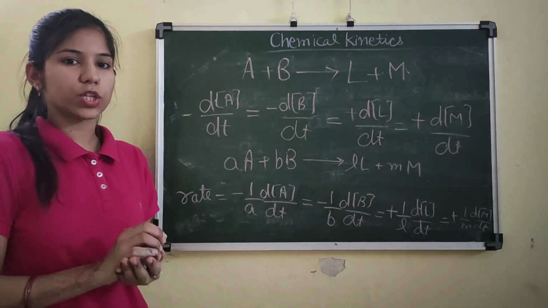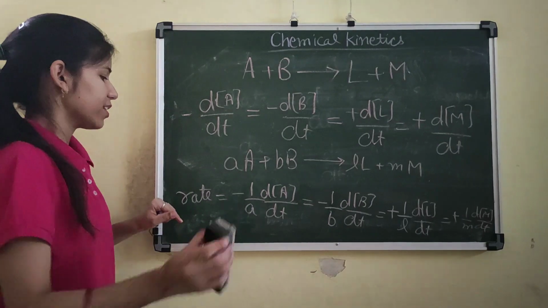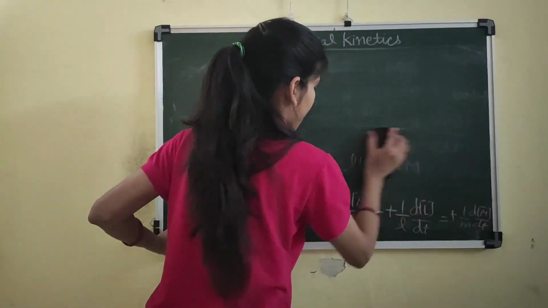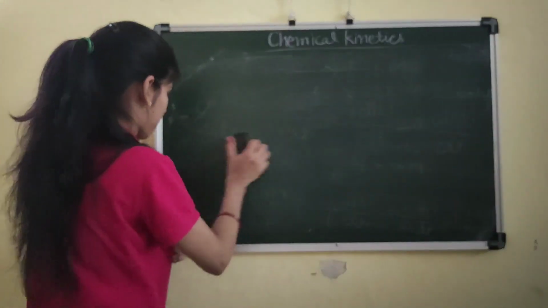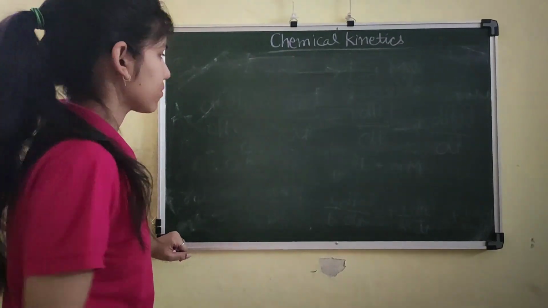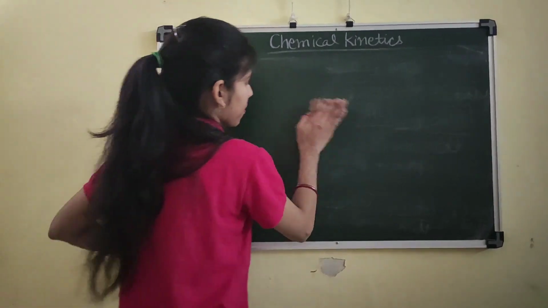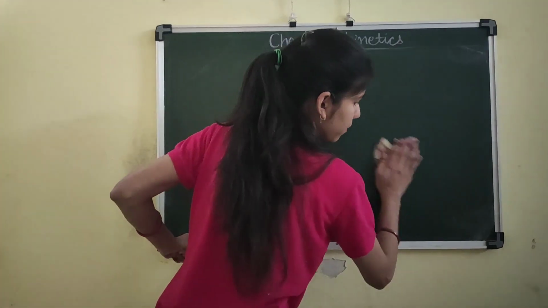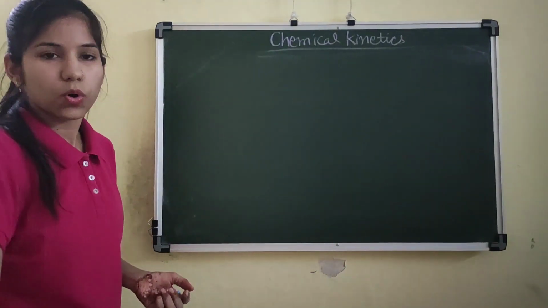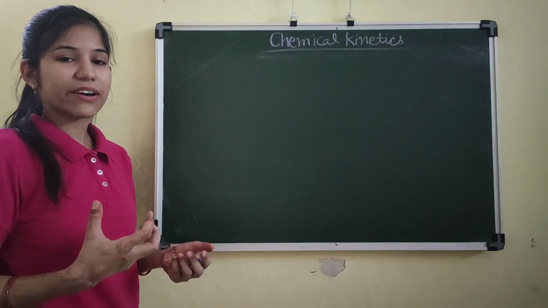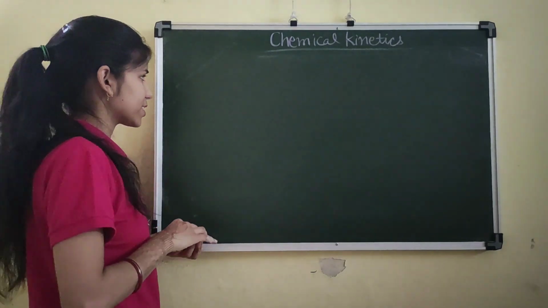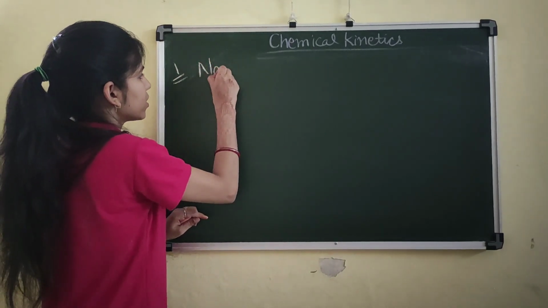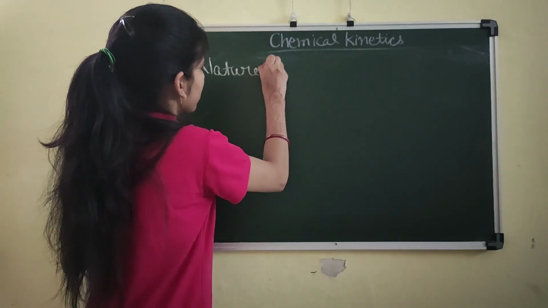Now we move on to the factors affecting the rate of reaction. There are several factors which affect the rate of reaction. First is the nature of the reactant.